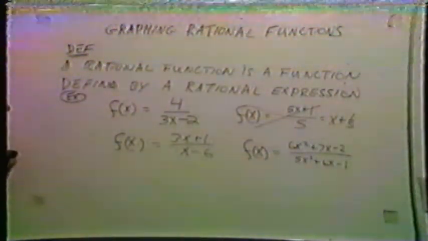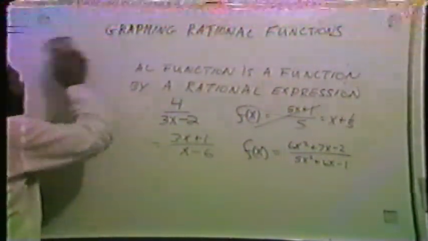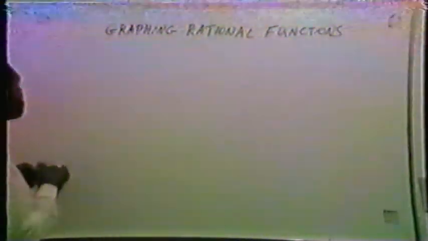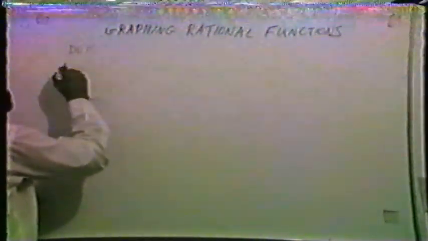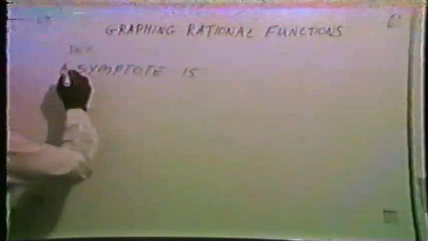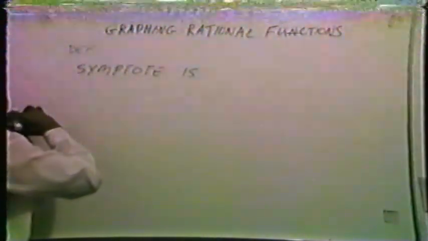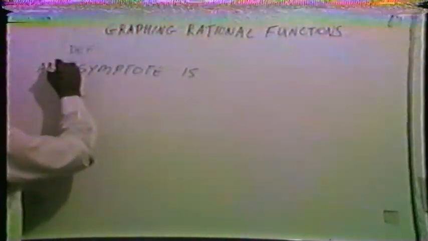Before we can graph these rational functions, you need to know what we mean by asymptote. You need to know what an asymptote is. Definition: an asymptote.